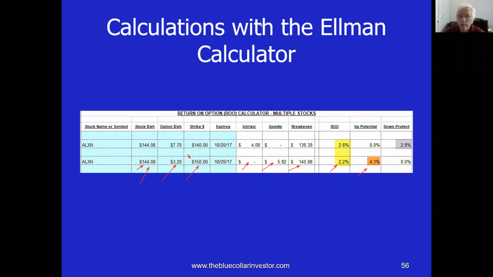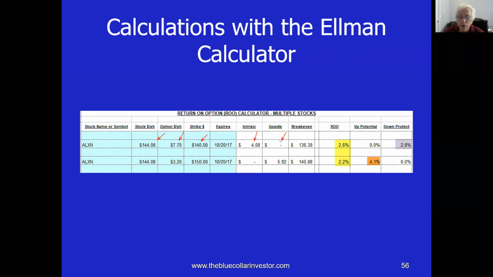Okay, so let me just clear that out now, and let's go back and look at the in the money strike, which is a little trickier. Price of the stock was 144.08, and we're going to look at the 140 strike. So it's 408 in the money. The premium was 770, if you recall. Now we must deduct 408 from the 770.